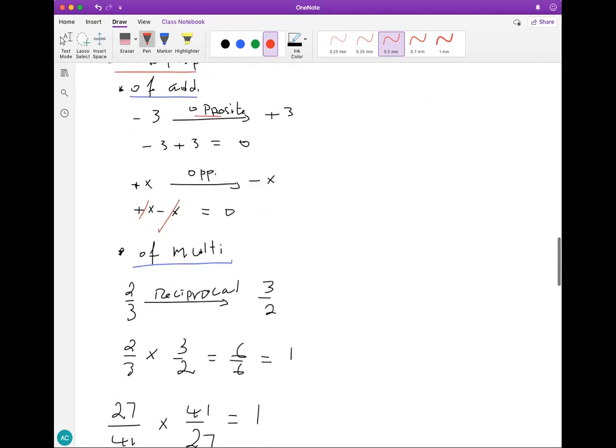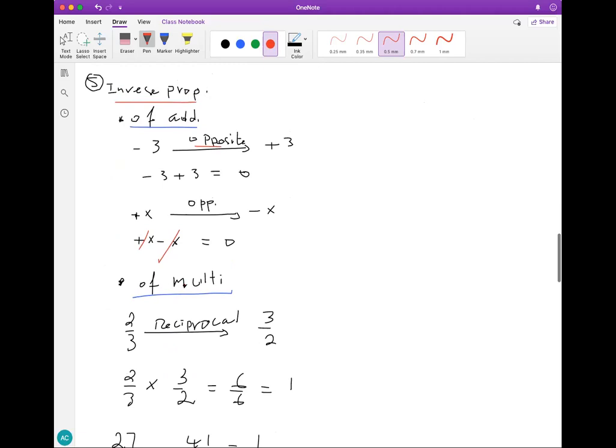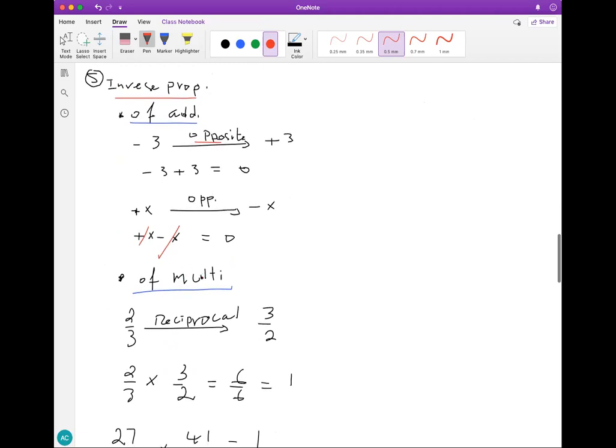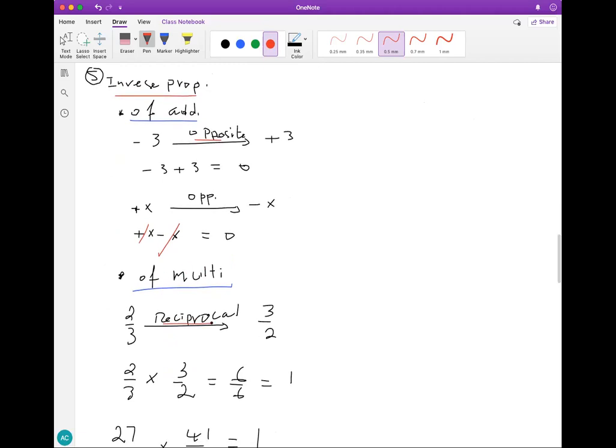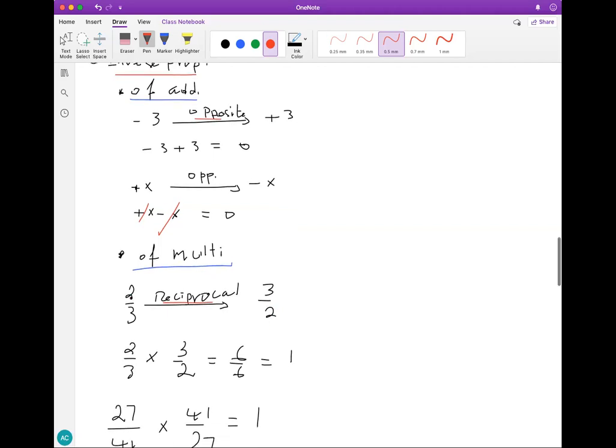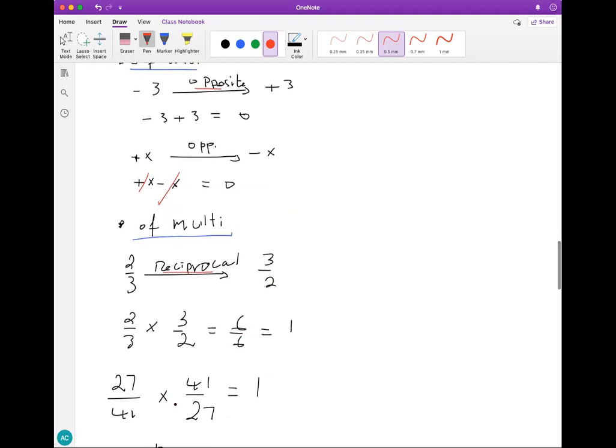Don't confuse that with the inverse property of multiplication. In multiplication, that's when you take the reciprocal, not the opposite. So the opposite changes the sign. The reciprocal is when you flip something upside down, it turns into a new fraction. And if you combine a fraction and its reciprocal, it's always 1. No need to do the multiplication or to simplify, just write 1 right away.